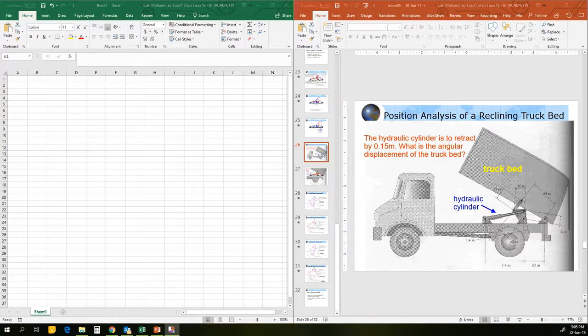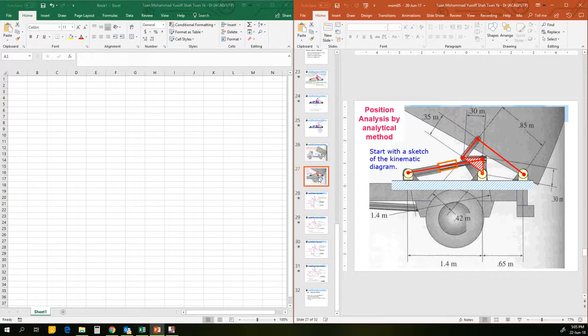In this video, I'm going to show you how to use Excel in carrying out the analytical solution for the position analysis. We are going to visit again the truck bed problem. In this case, we're going to retract the hydraulic cylinder by 0.15 meter, and what will be the angular displacement of the truck bed?